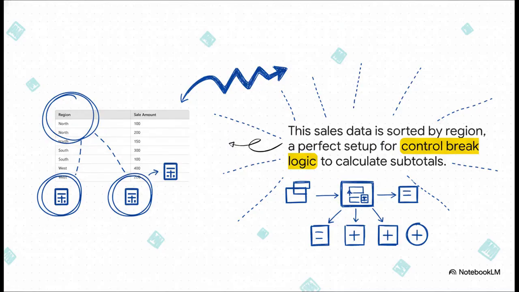Take a look at this. This is a classic example. We've got a list of sales, and it's all nicely sorted by region. But the question is, how do we get a total for just the North region before we even start looking at the South region? A simple grand total at the end just won't cut it.